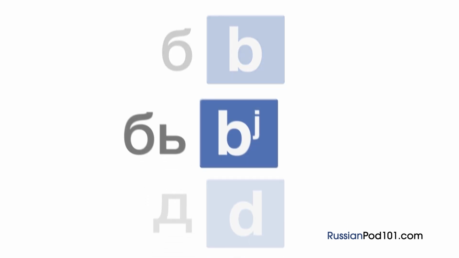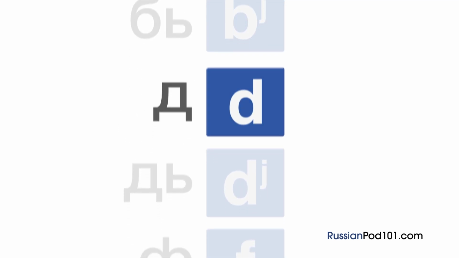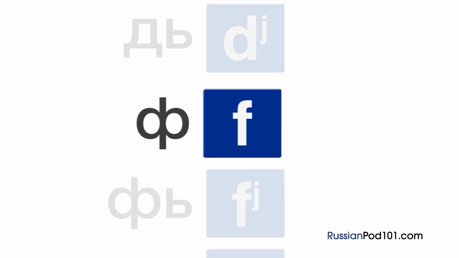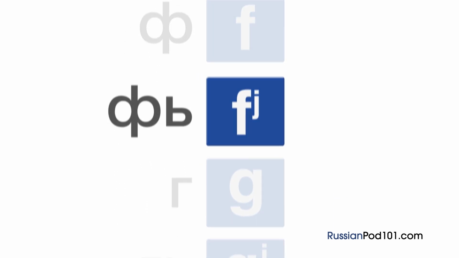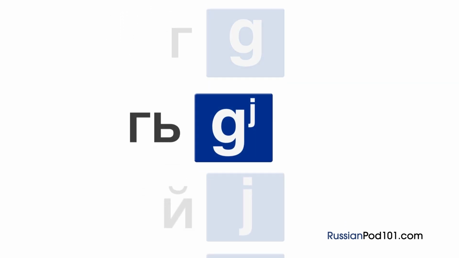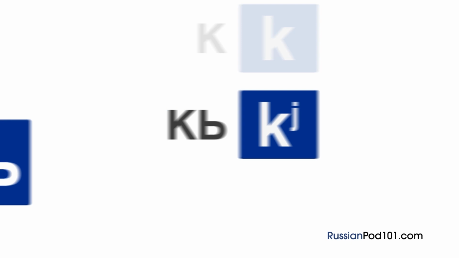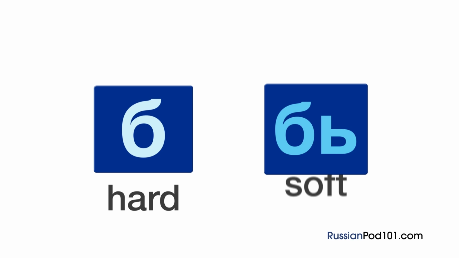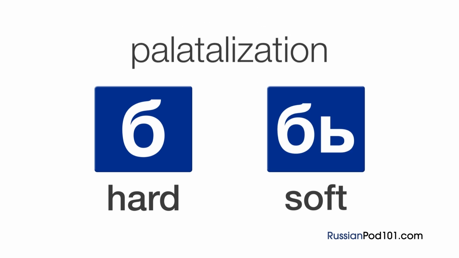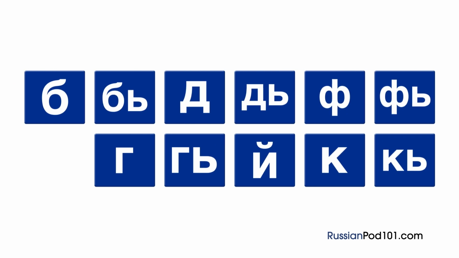Б, Д, Ф, Г, К. Have you noticed how most consonant sounds are in pairs? That's because in Russian, consonants can be classified as either a hard or a soft consonant based on palatalization. We'll learn more about hard and soft consonants and palatalization in Lesson 7. For now, just focus primarily on pronouncing each of these sounds properly. Are you ready? Then let's get started.